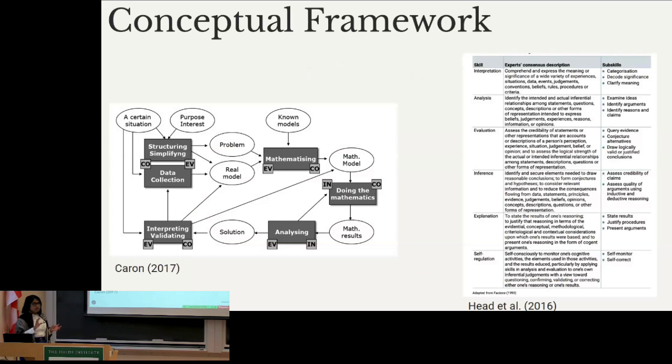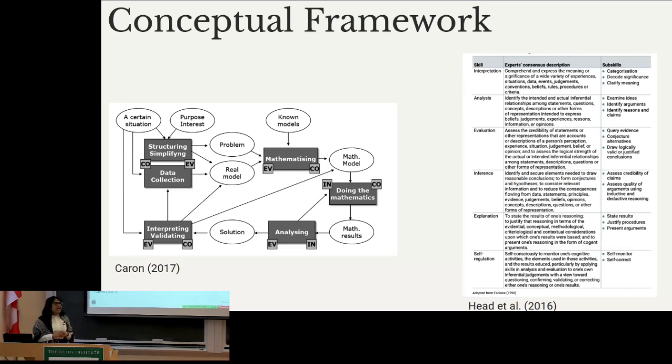The theoretical tools I used to move forward with the research objectives were two different concepts in a conceptual framework. First, I started with the math modeling cycle that my professor France Caron developed. I'm not going to go through the cycle, but it's the main phases that we go through when we're trying to model a problem. Then there's also critical thinking. I used a framework that works on the competencies or skills and the subcompetencies.